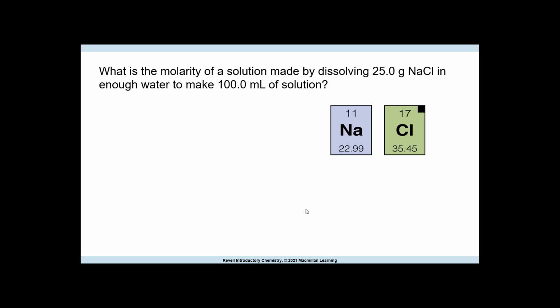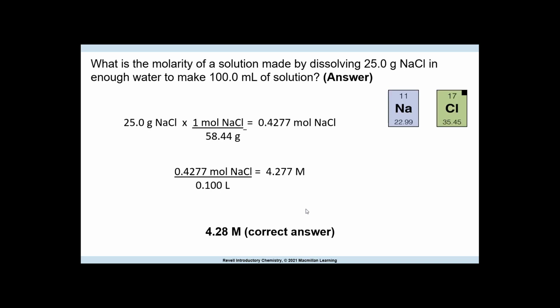What is the molarity of a solution made by dissolving 25 grams of sodium chloride in enough water to make a 100 ml solution? This is similar to the problem that I just did. I got to moles, plug it in, convert to liters, and my molarity is 4.28.